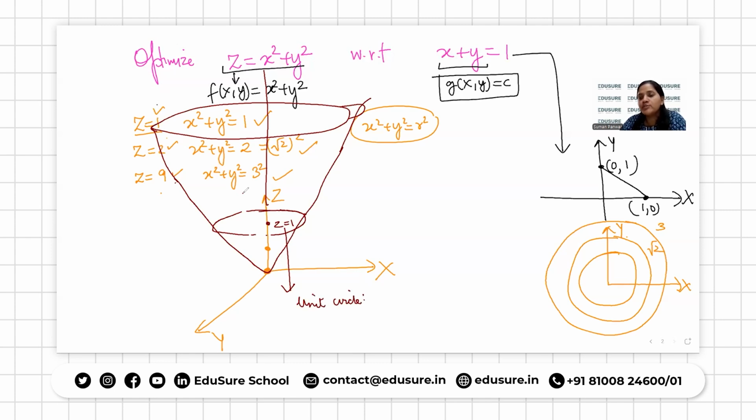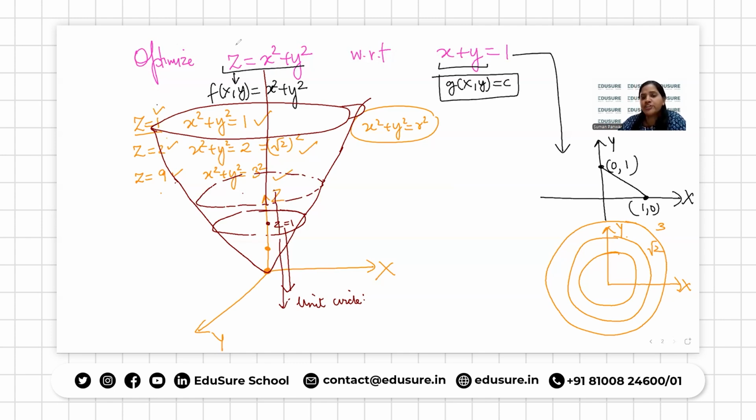So you fix z equals 1, okay? You get a unit circle on the xy plane. You fix z equals 2. You again get a circle on the xy plane. So these circles are nothing but the level curves. So what are the level curves of this function in two variables? We are fixing the values of z and we are seeing how the function looks if it is projected onto the xy plane.